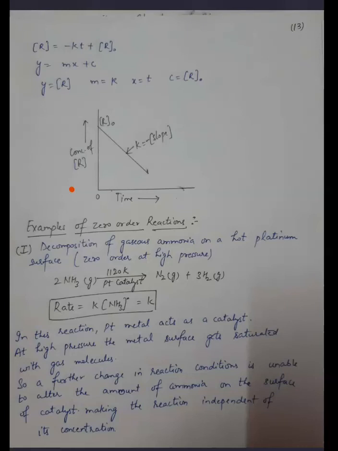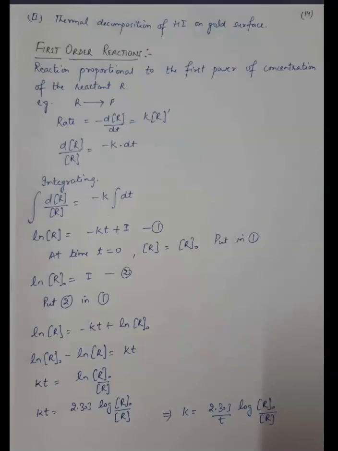At high pressure, the metal surface gets saturated with gas molecules. So, further change in reaction condition is unable to alter the amount of ammonia on the surface of catalyst. So, rate will not depend on the concentration of ammonia in the presence of platinum at high pressure. So, this will be zero order reaction. Next, thermal decomposition of HI on gold surface is also an example of zero order reaction.